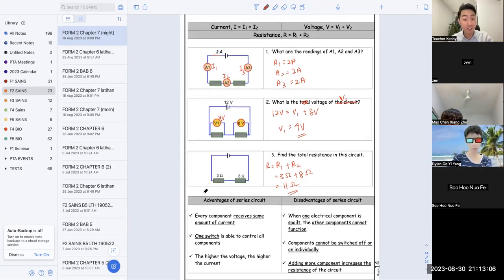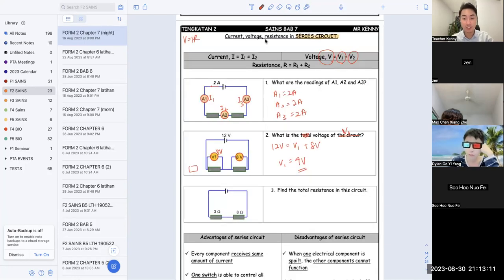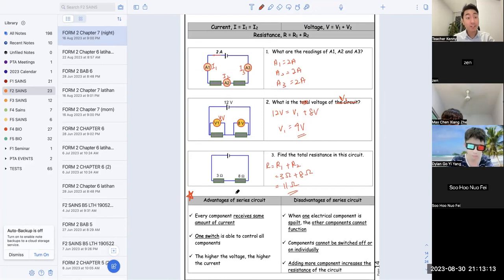Let's go to advantages. Now this one, put a star here. This is a very common question that they will ask. What is the advantage of a series circuit? Advantage, good thing. Okay. Let's go into something that makes more sense.